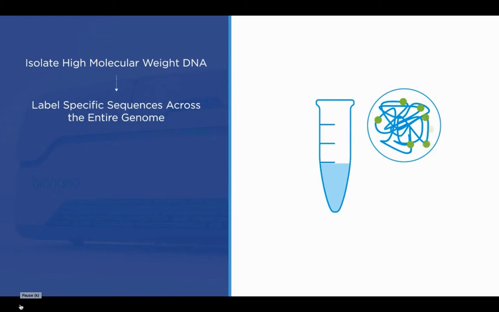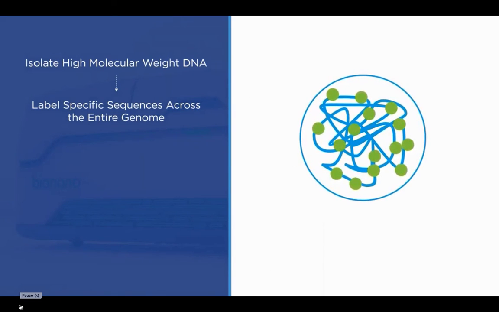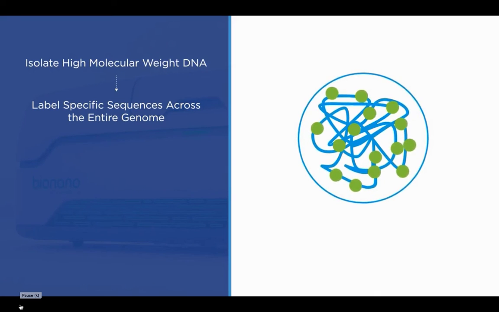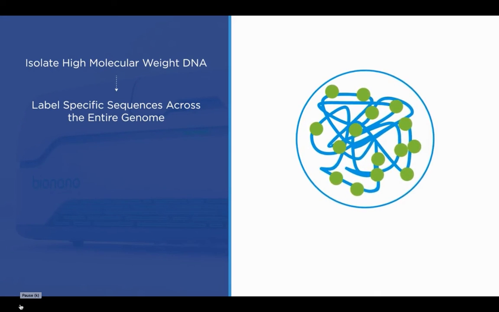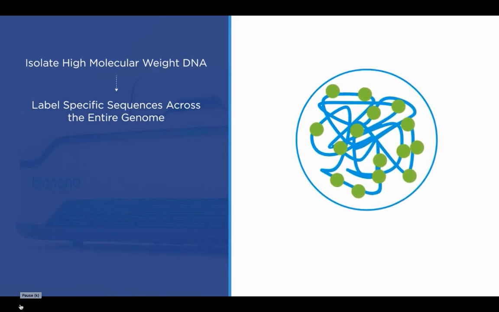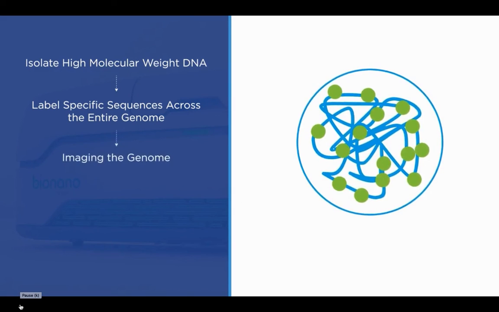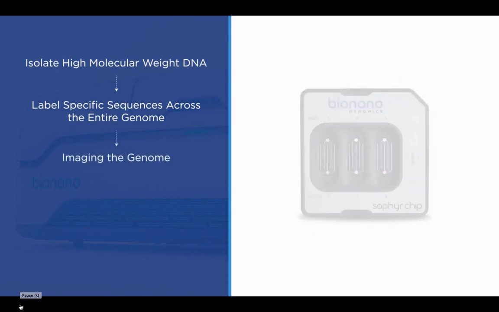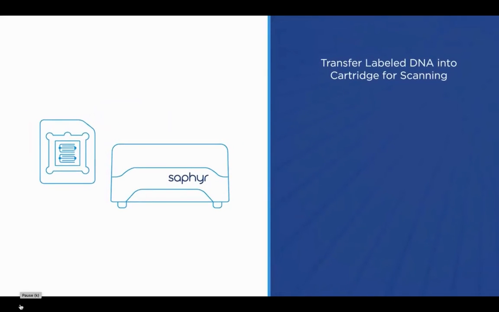Fluorescent labels are enzymatically attached to these ultra-long molecules of DNA at a specific sequence motif that occurs throughout the genome. The resulting label patterns are unique for each section of the genome. The full length of the DNA remains intact during isolation and labeling, preserving the architecture for the next step, imaging the genome. The labeled DNA is pipetted into the Sapphire chip and placed in the Sapphire instrument.